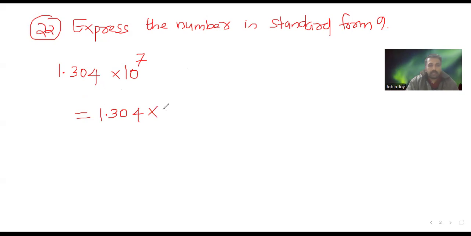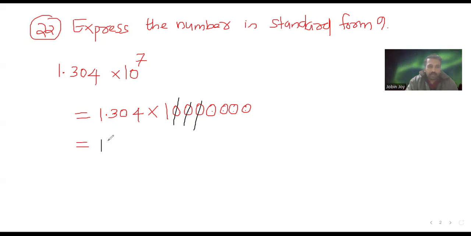1.304 into 10 raised to 7. 10 raised to 7 means how many zeros? 1, 2, 3, 4, 5, 6, 7. 7 zeros. So this will be equal to, here how many decimal points? 1, 2, 3. 3 decimal points. So for 3 decimals, I will cancel 3 zeros.